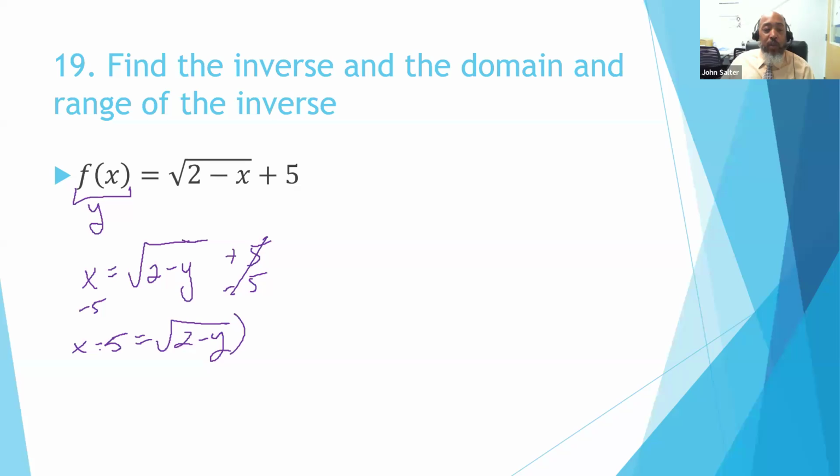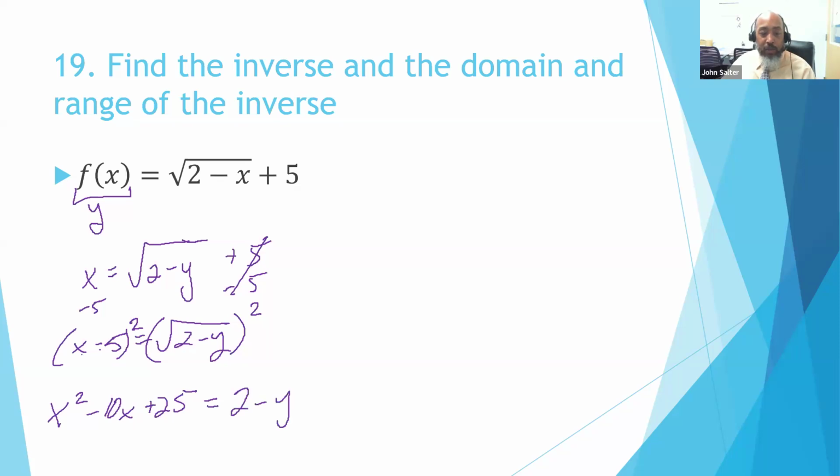I need to get these things from under the radical, so I'm going to square both sides. On the left-hand side, I'll end up with x squared minus 10x plus 25. The shorthand way of squaring this out is you square the first term. The first term times the second term times 2 gives you the middle. And then you square the last term. -5 squared is positive 25. Just a little trick. And then square and square root cancel out, leaving 2 minus y.